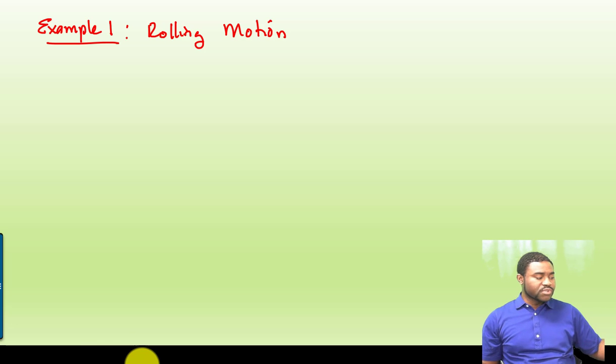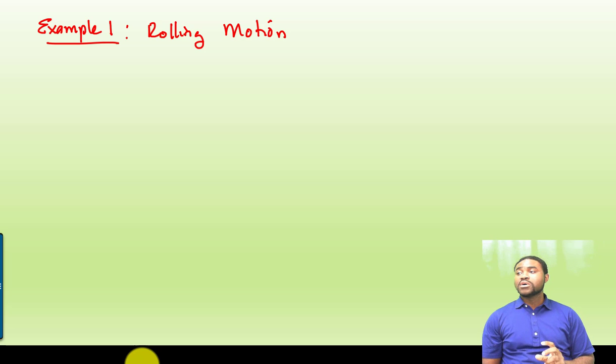There are two types of rolling motion. But what do I mean? What is the definition of an object that is rolling? An object rolls if and only if it translates and rotates at the same time. You understand that, right? Rolling motion is a combination of rotation and translation simultaneously.